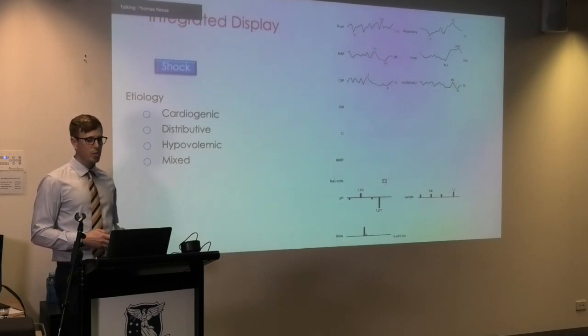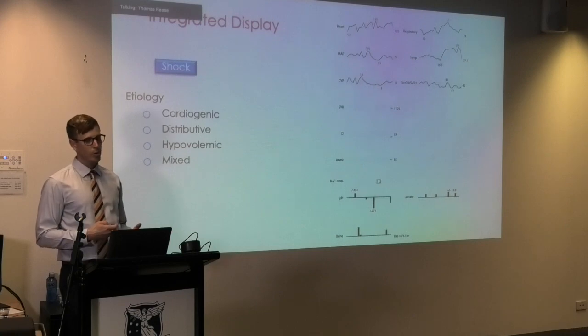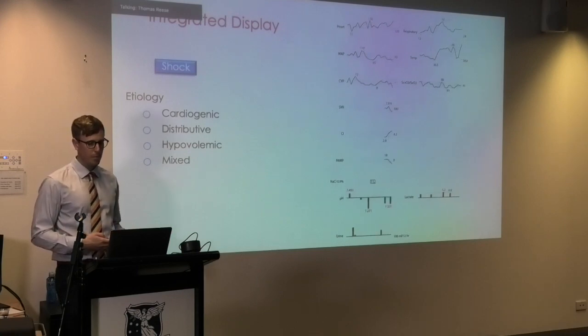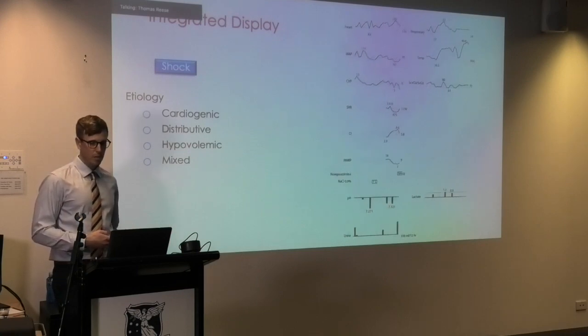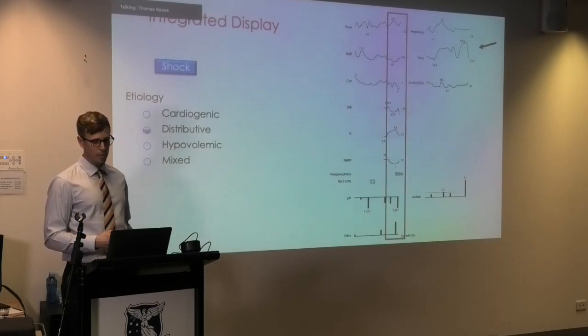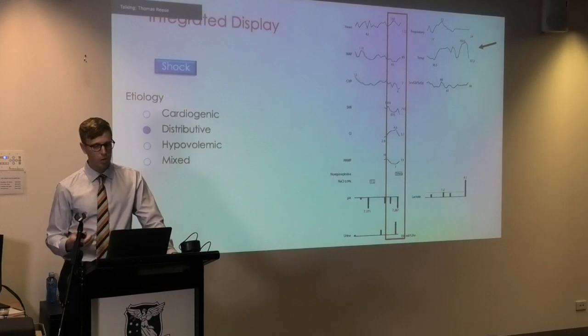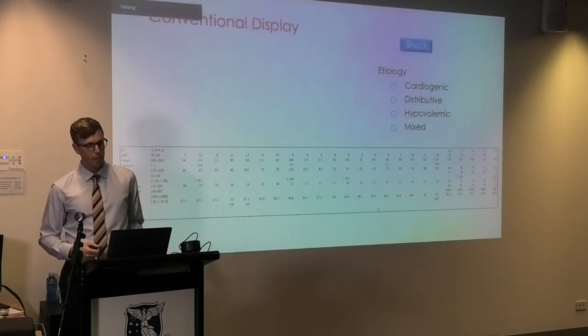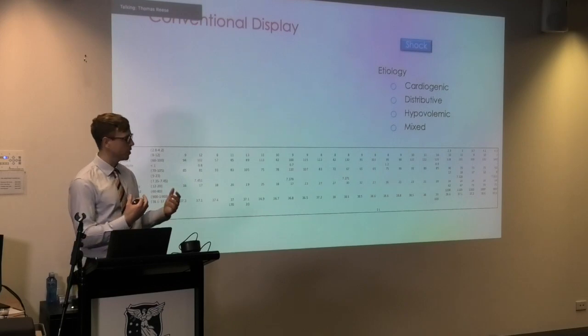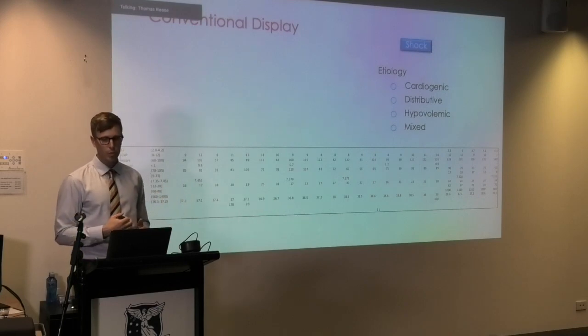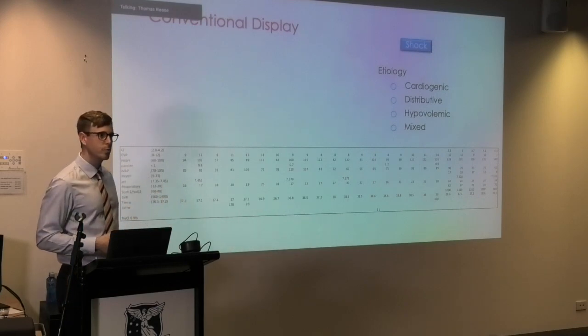And as these patient states would present, they would click on the corresponding task button. And for this scenario, this particular one was distributive shock, which typically presents with decreasing central venous pressure and systemic vascular resistance and increasing cardiac index. So for the conventional display, everything was the same, except we used a table of values for that display.